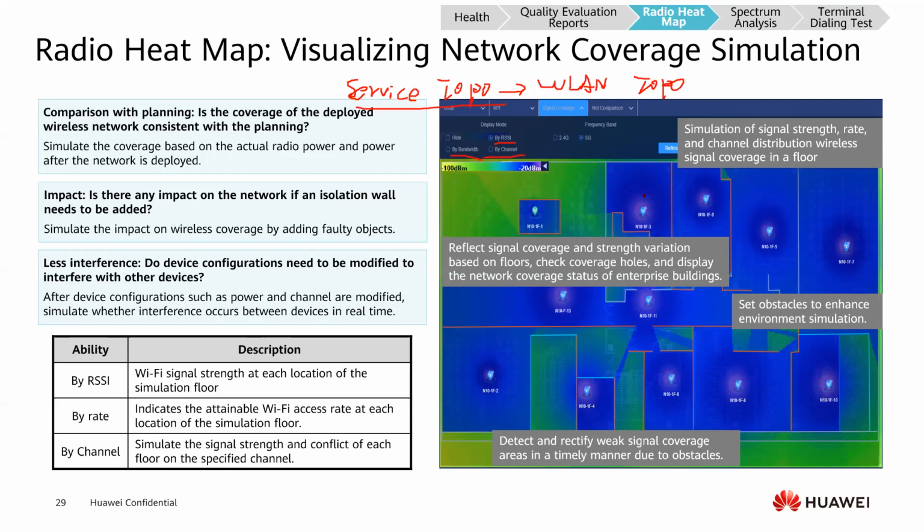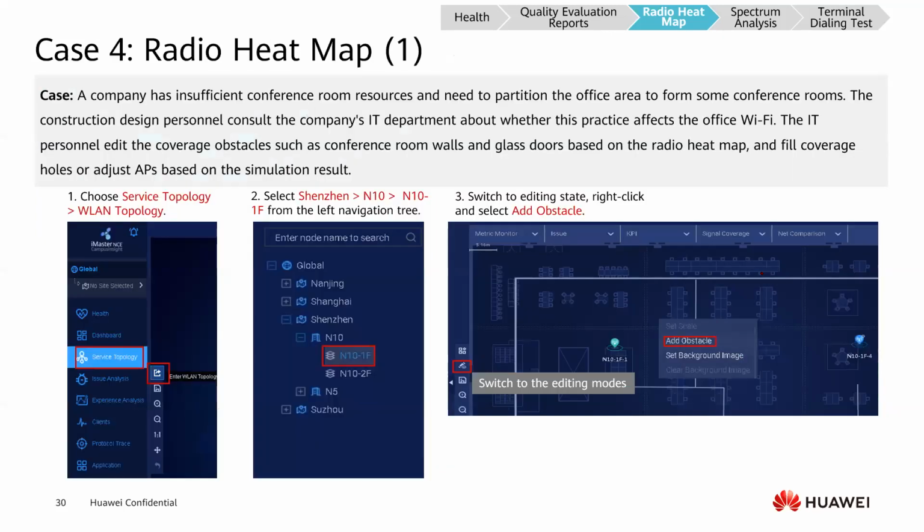And it's just like a simulator. You can add a new AP, or add some obstacles, just like the real environment, to simulate whether the signal strength is enough for the office. And so it's easy for the administrators to deploy the APs.